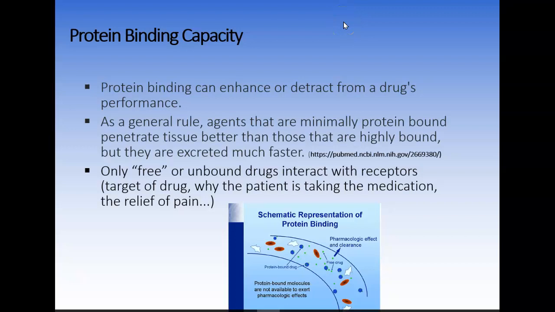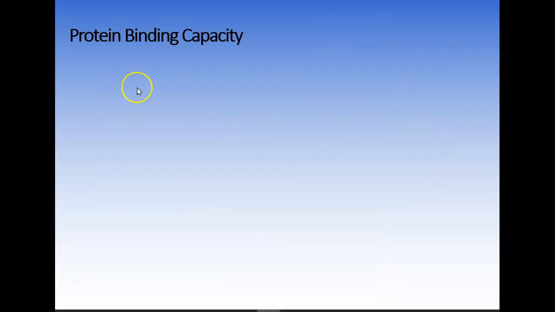So protein binding can affect a drug's ability to perform. In general, drugs that are minimally protein bound, so a smaller amount of them is bound, are usually better at penetrating tissue than those that are highly bound. But they are excreted much faster. So we'll go into some of this. Only free or unbound drugs interact with receptors. When things are bound, that means the protein has sort of assumed power over it, and doesn't allow it to freely go out and interact with other receptors. So we'll go into this a little bit further.